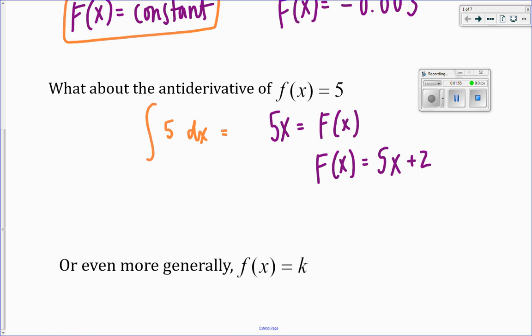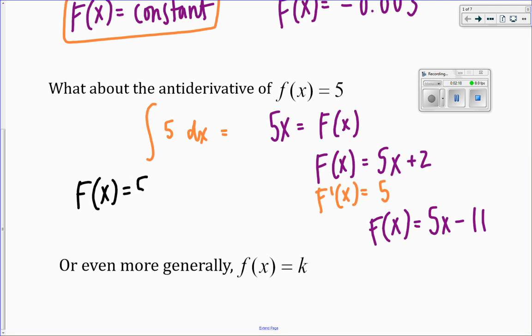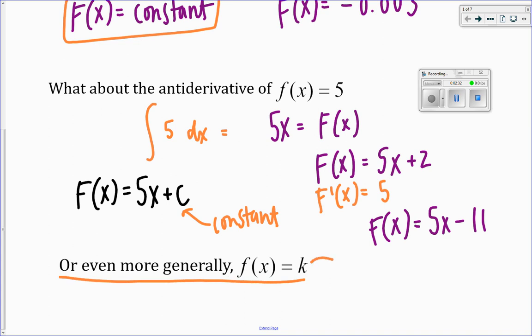If you said 5x plus 2, the derivative of that, f prime of x, would be 5. Derivative of 5x is 5, and the derivative of 2 is 0. So that works. You could also say f of x is 5x minus 11. Or really, one final answer, f of x is equal to 5x plus c, where c stands for a constant. So then the question is, can we generalize it for any number k?